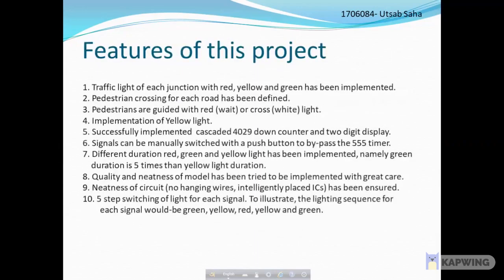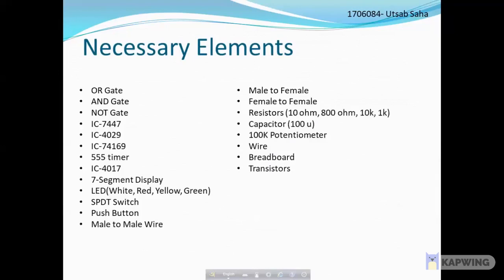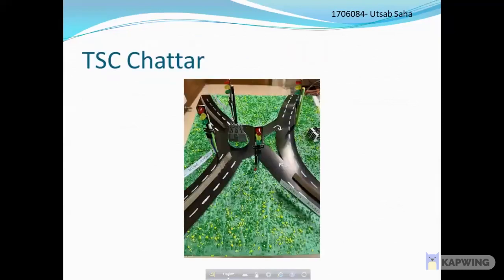We have several features for this project. Among them, some key features are: traffic light of each junction with red, yellow and green has been implemented. Pedestrian crossing for each road has been defined. Pedestrians are guided with red and white light. These are the necessary elements that we have used for our project. This is the map of TST Chattor that has been made using cork sheet, traffic modules, colorful papers and LEDs.